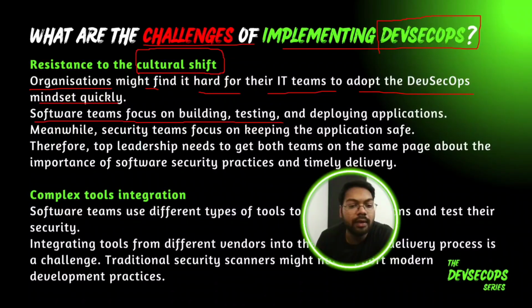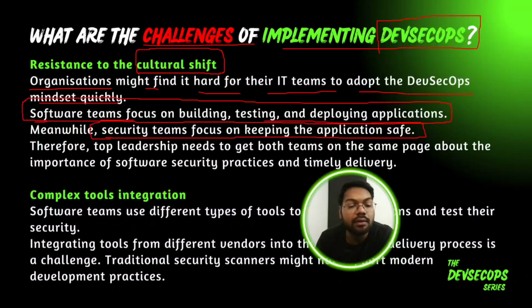Software teams focus on building, testing, and deploying applications. This is what they want to do and keep doing. But meanwhile, security teams focus on keeping the application safe, and they tell the development team, okay, this is the way you should be building the applications. And software teams say, oh, don't teach us how to build software. There are certain clashes and some to and fro that happens eventually, but the end goal is to secure the users and secure the application.